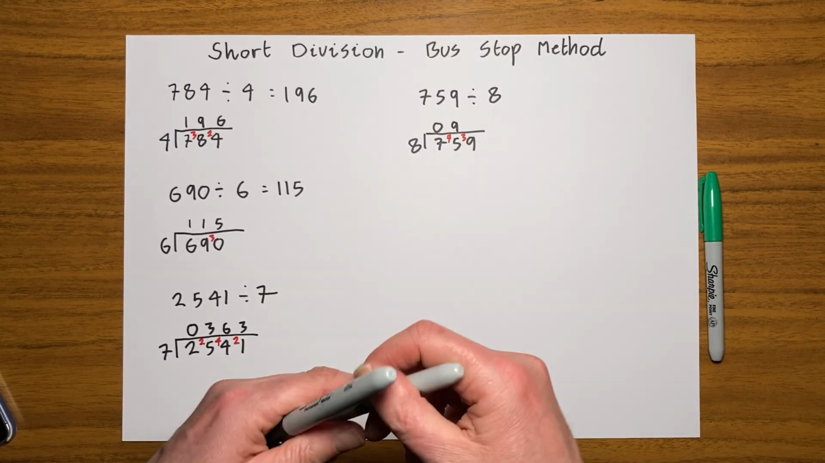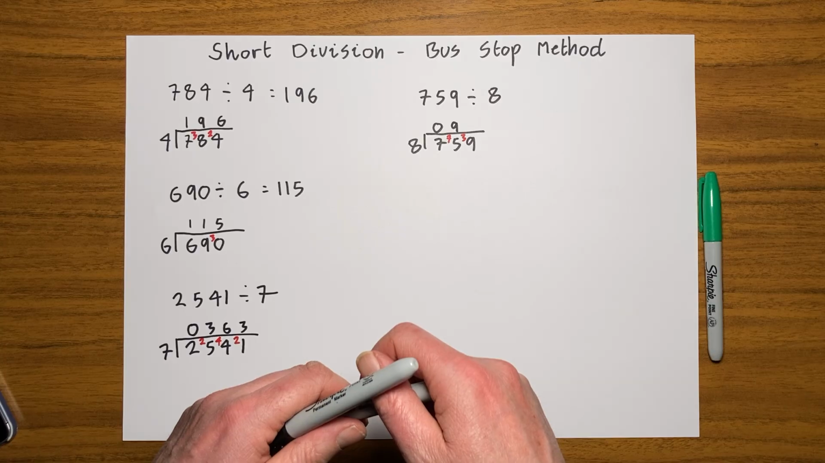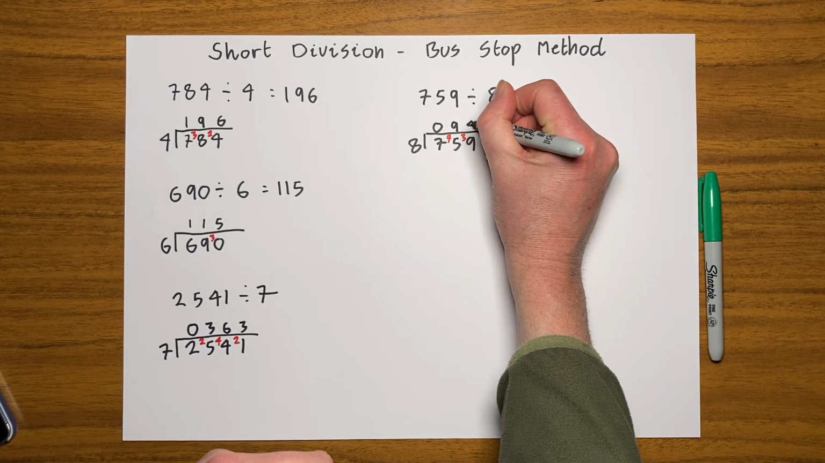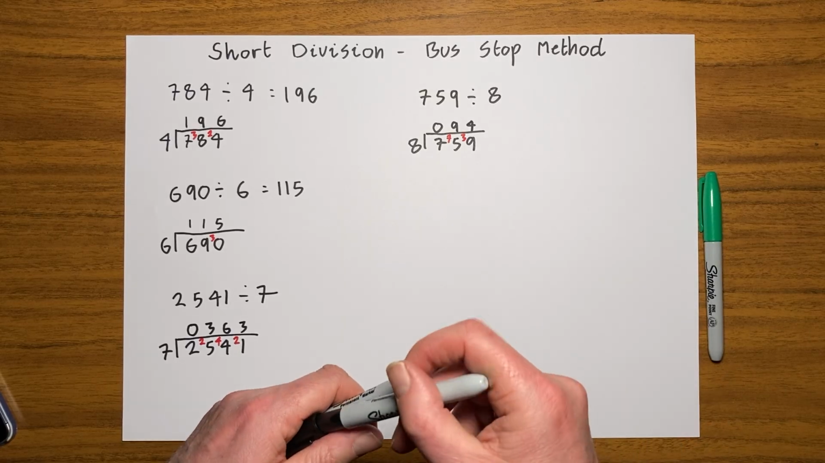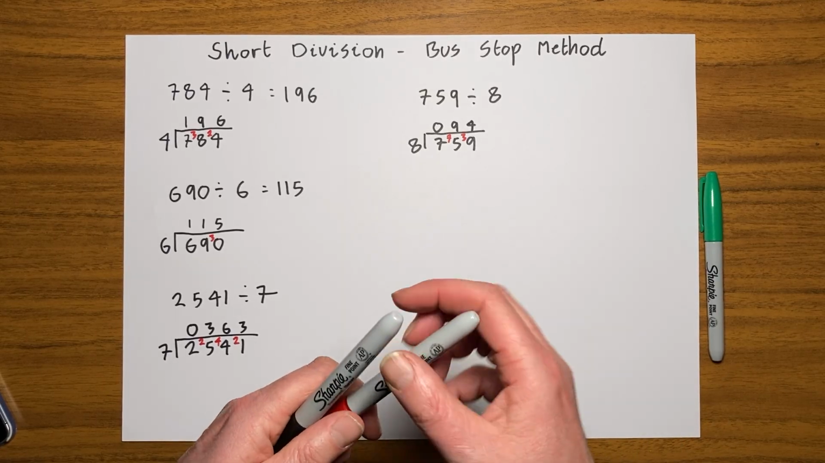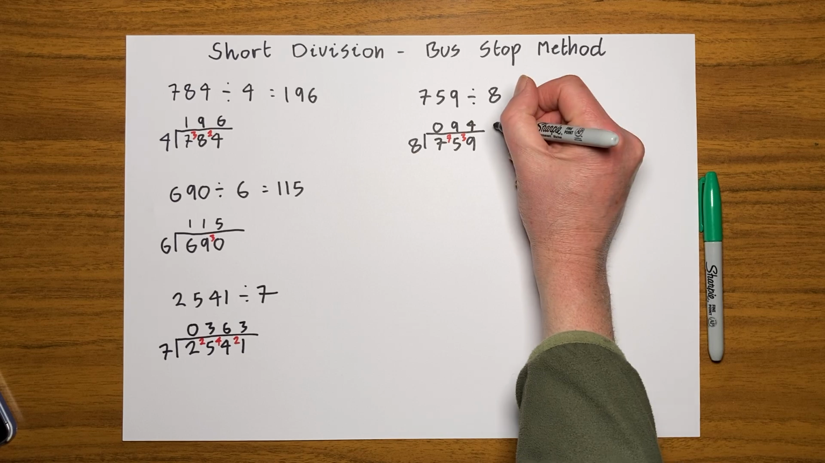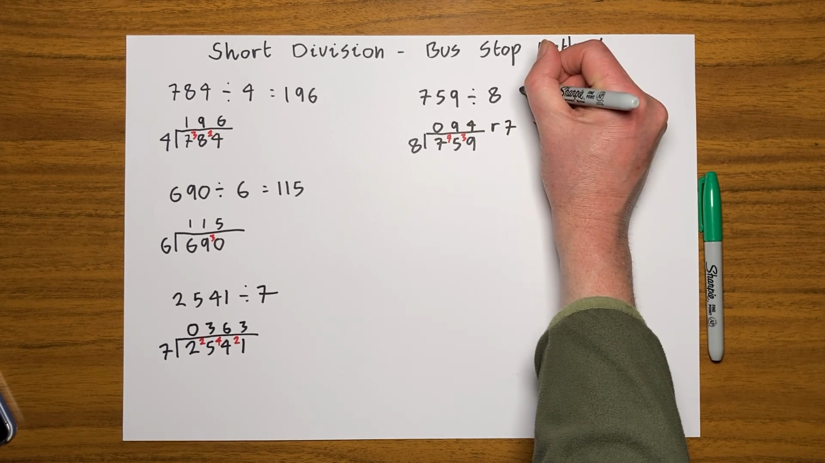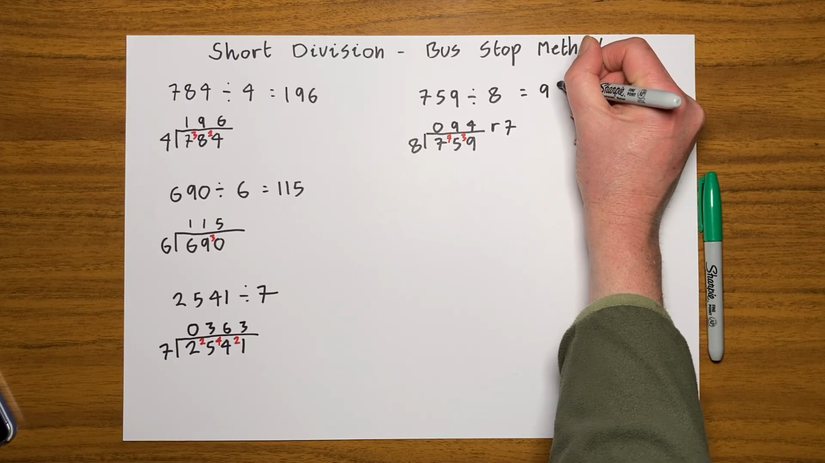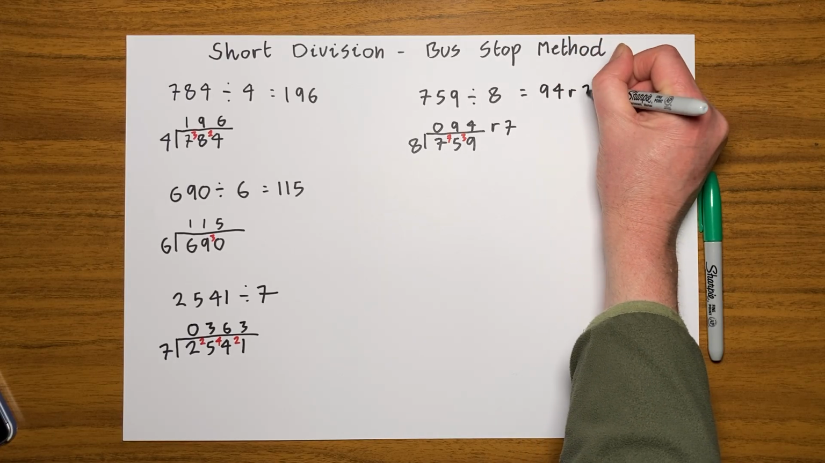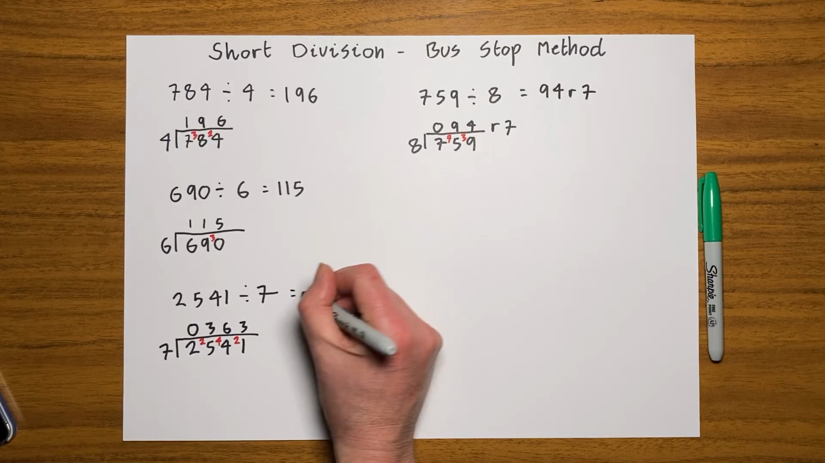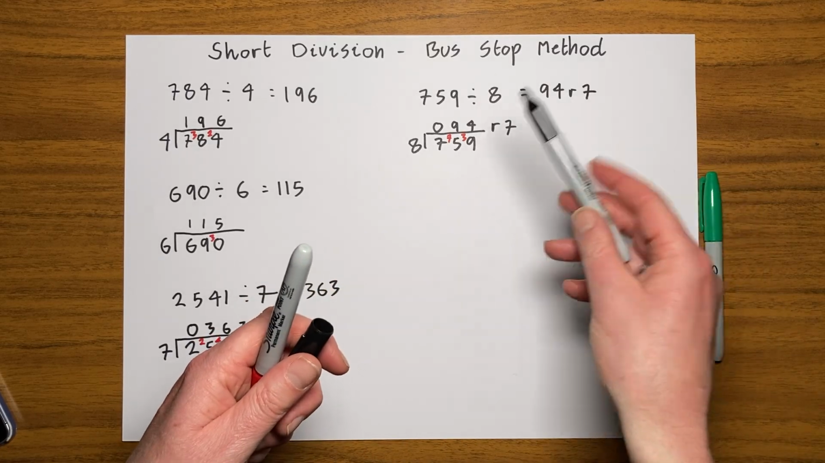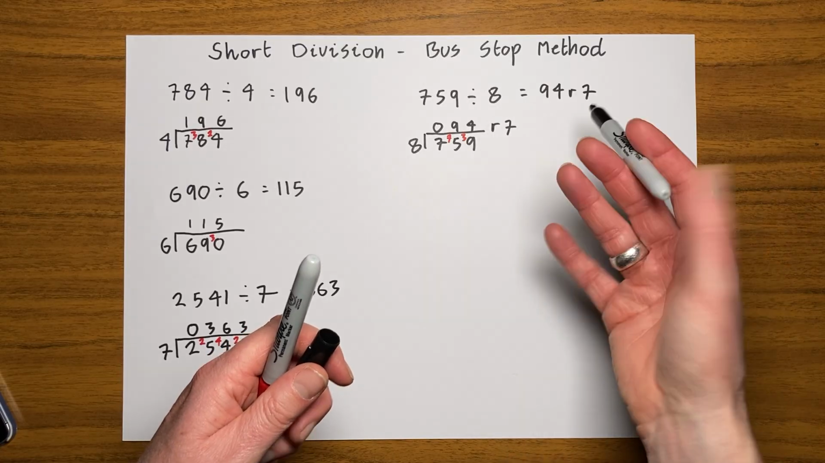How many 8s in 39? 5 8s are 40, 4 8s are 32, so I must have 7 left over. So I've got a remainder here of 7. So I get an answer of 94, remainder 7. So you just put the remainder for the time being on the end as a remainder 7.